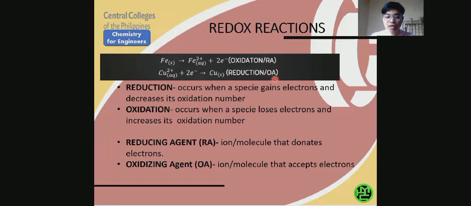Whatever is the species that underwent oxidation, that is actually a reducing agent. Kasi siya yung nag-cause para ma-reduce yung other element or ion. Same as the reduction. So, the one that underwent the reduction, it is actually our oxidizing agent. Since siya yung nag-cause para yung other ion or molecule to be oxidized. So, para partners, pag oxidation yung nangyari doon, siya yung reducing agent. While ganun din naman sa other side. If reduction yung nangyari doon, siya yung ating oxidizing agent.